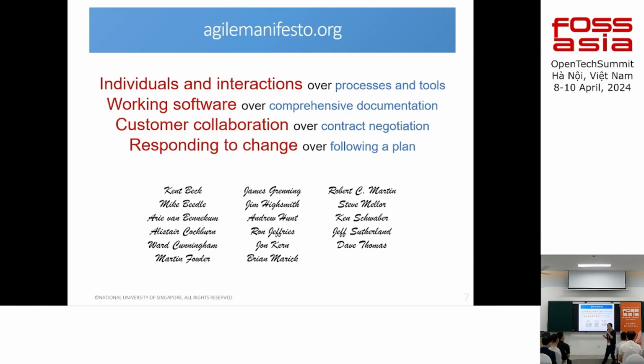Responding to change over following a plan. The whole key here is responding to change. Agile methodology is about responding, adaptation, right? So responding to change is more important than following a plan. You have a plan, yes, but if that plan needs to be changed, change the plan. Okay? We want to change. A plan is good, but allow for change in your plans.